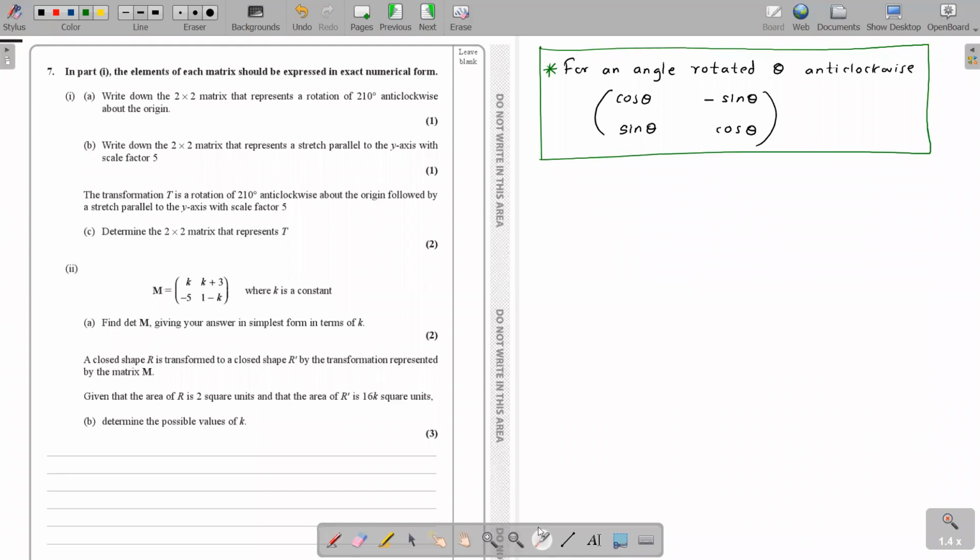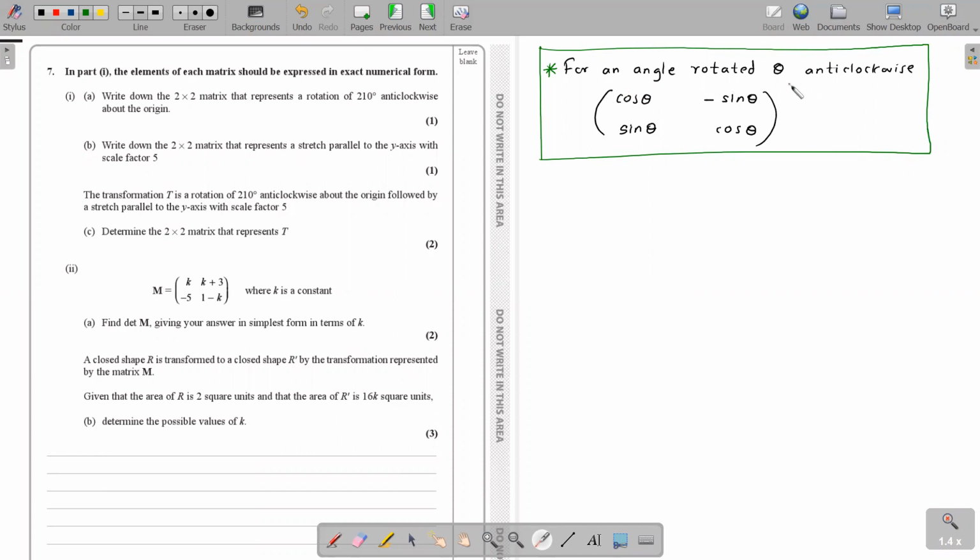Okay, question number 7. In part 1, the elements of each matrix should be expressed in exact numerical form. Write down the 2 by 2 matrix that represents a rotation of 210 degrees anti-clockwise about the origin. Once again, this is a theory that is given directly in your textbook.